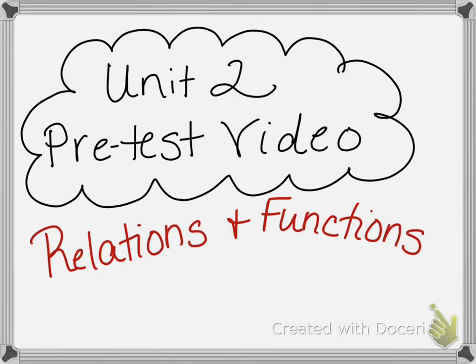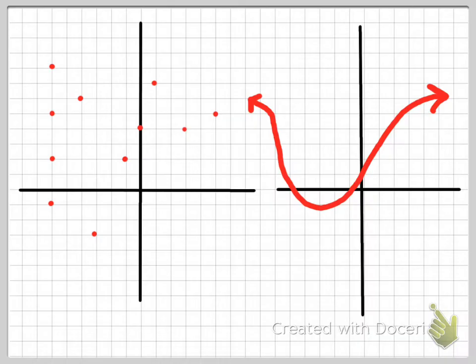Relations and functions. All right, so we're going to start off. I've got two graphs on here. We'll label this graph 1 right here and 2. So on your dry erase board, I want you to put a 1 and a 2. Here's what I want you to tell me. 1, is it a function? Yes or no?